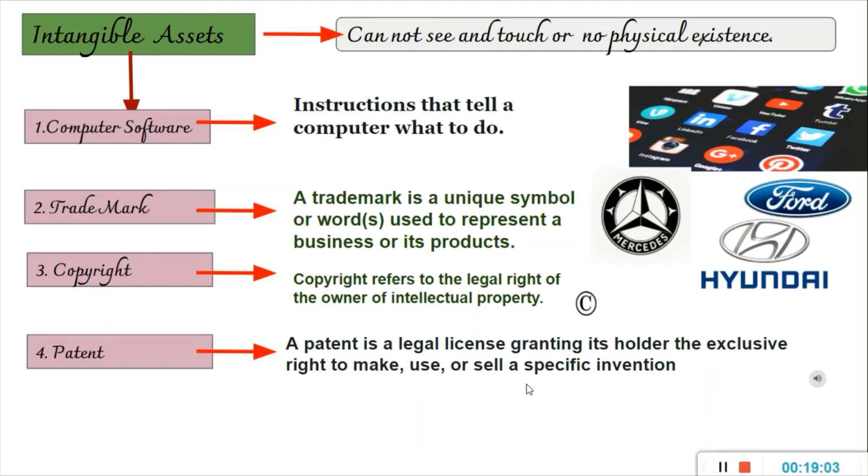Like the writing of an author, the book is his asset. If he is selling it in the market, if he is giving this right to another person, then he will get an attractive amount. So that is why it is called an asset. Clear? Now, the last and most important intangible asset, that is goodwill.